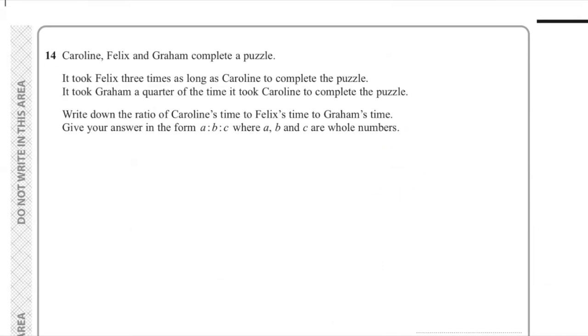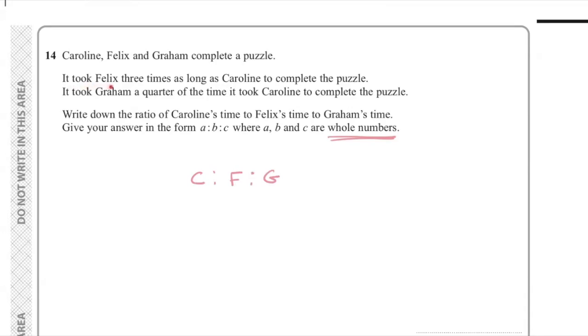Caroline, Felix, and Graham complete a puzzle. We're given some information about how long it took, and we've got to write down the ratio of Caroline's to Felix's to Graham's. And we're being told that they are whole numbers. So let's set up their ratios. Well, it's Caroline first, then Felix, then Graham. And then let's go back to the information and start filling it in.